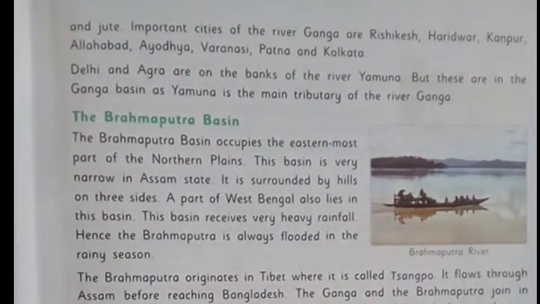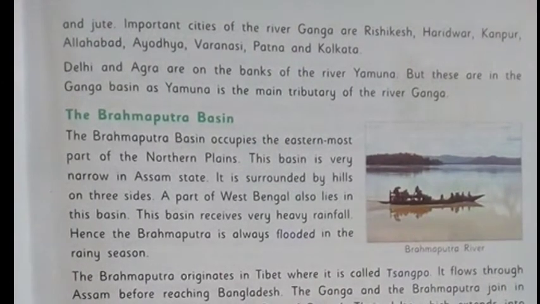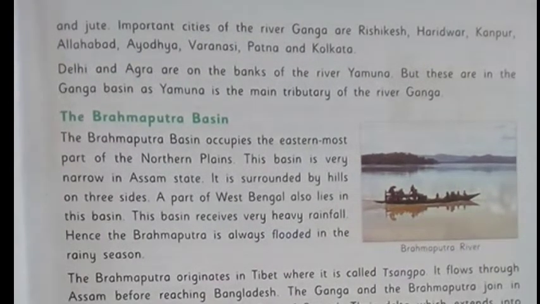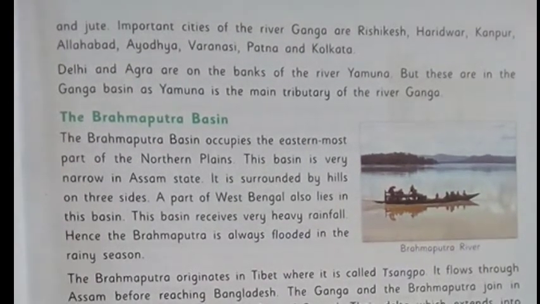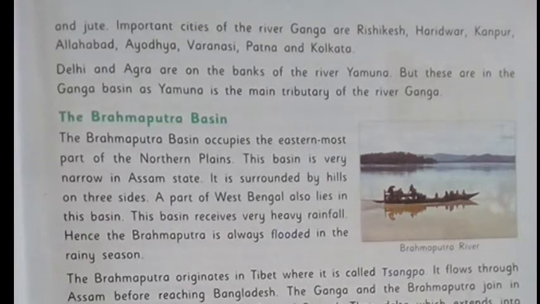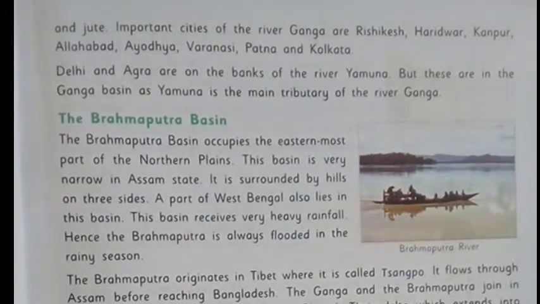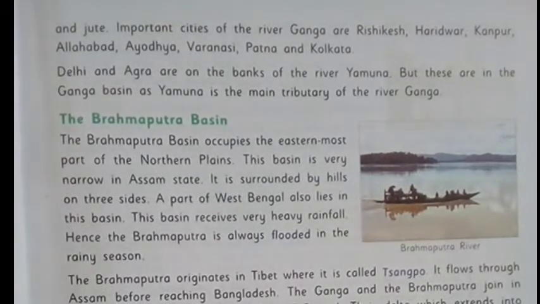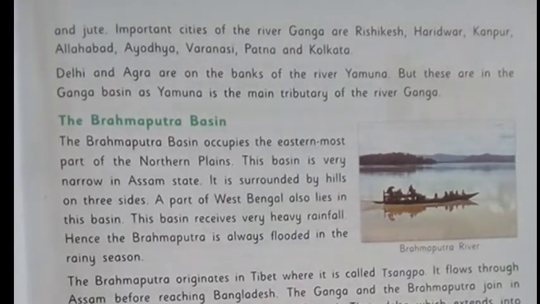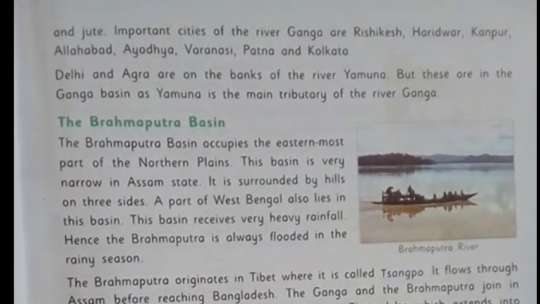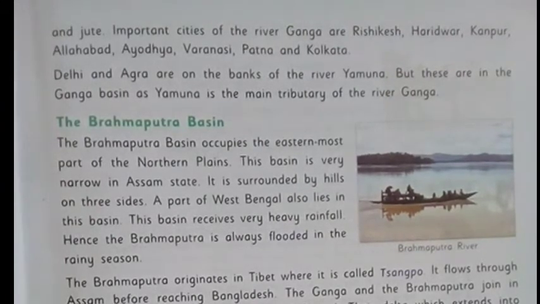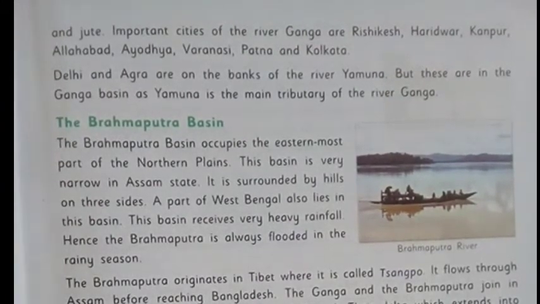Most of the rainfall falls in this region during monsoon or rainy season. Crops grow very well here as the soil is very rich and fertile. Many crops such as wheat, rice, sugarcane, jute grow here nicely. And the important cities of the river Ganga are Rishikesh, Haridwar, Kanpur, Allahabad, Ayodhya, Varanasi, Patna and Kolkata.